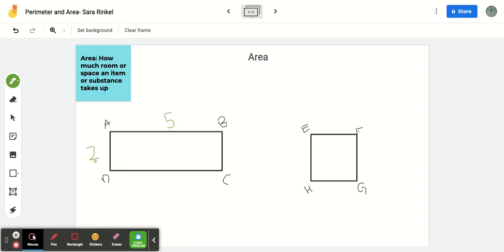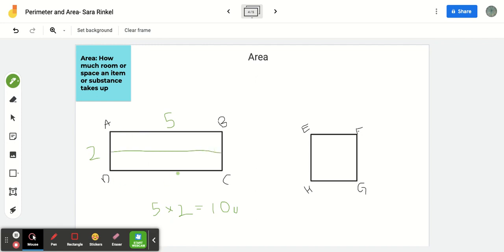To find the area, you'll need to multiply 2 sides by each other. For a rectangle, it'll be the 2 opposite sides. So that'll be 5 times 2, which will equal 10. So that's 10 units. And a way to prove it would be to do the squares or cubes.